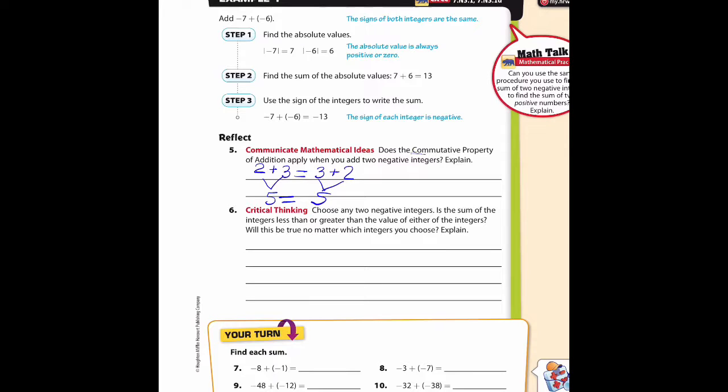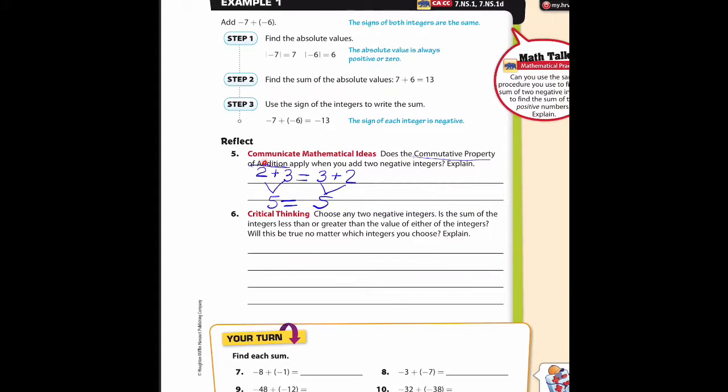So the commutative property of addition states that it doesn't matter which addends you add first. If you do 2 first and then 3, or if you do 3 first and then 2, you will get the same answer. Now, this property is only true for addition and multiplication. It is not true for division or subtraction.